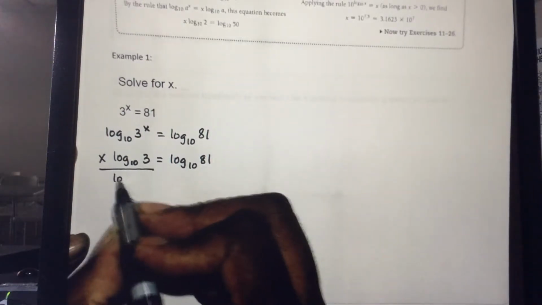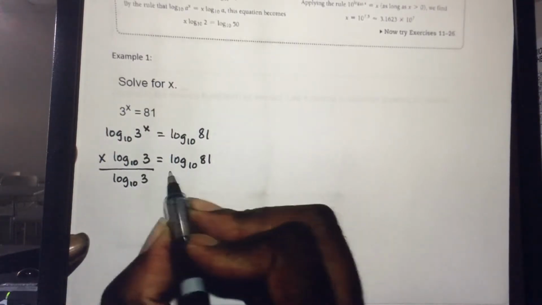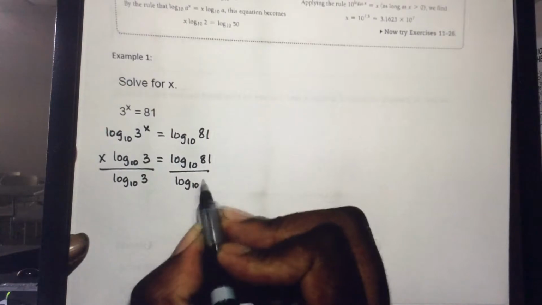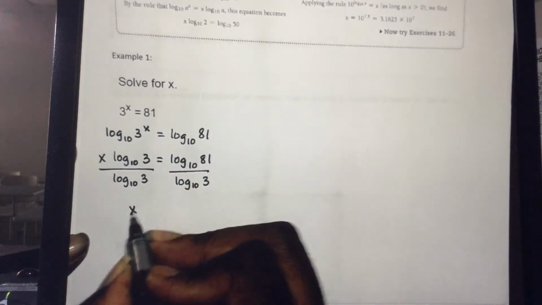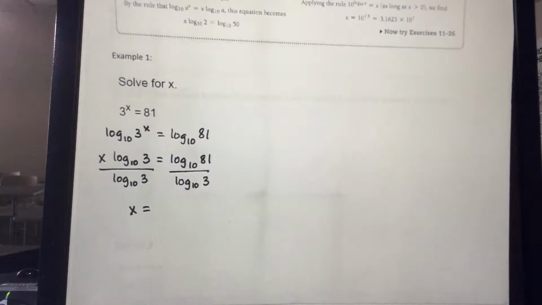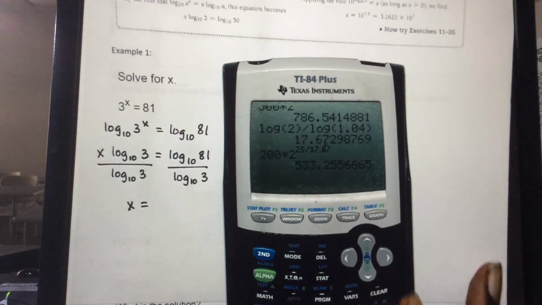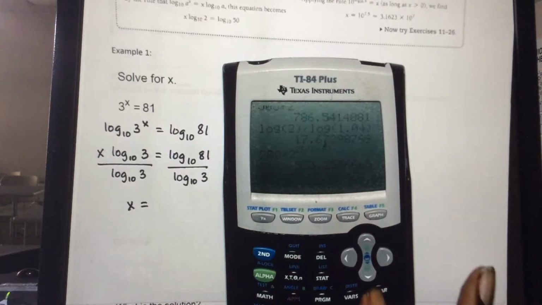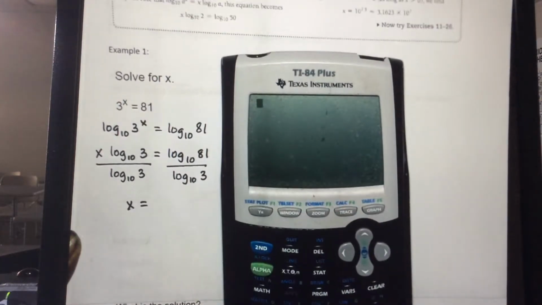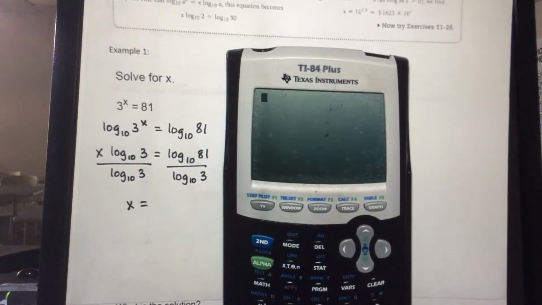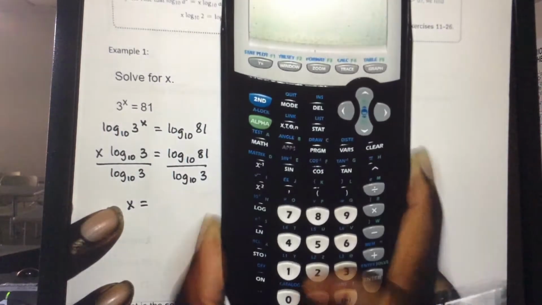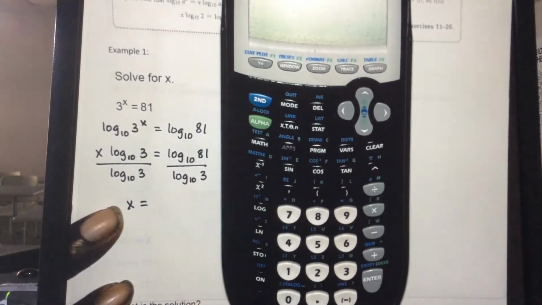And now to solve for x, I'm multiplying by log to the base 10 of 3, so I need to divide both sides by log to the base 10 of 3. And this is where we use our calculator to do this. In fact, we can type all of this in the graphing calculator. In this case, that numerator is log to the base 10 of 81. Your calculator does have the log key, and that's understood to be log to the base 10.